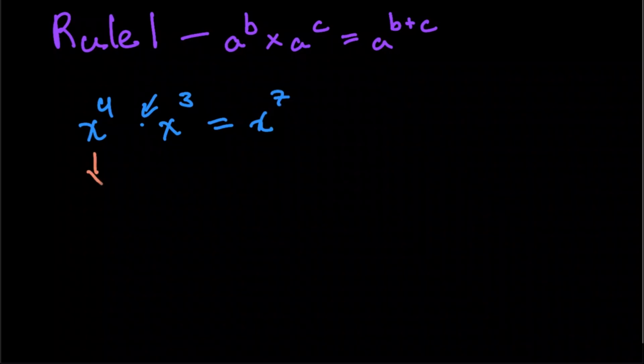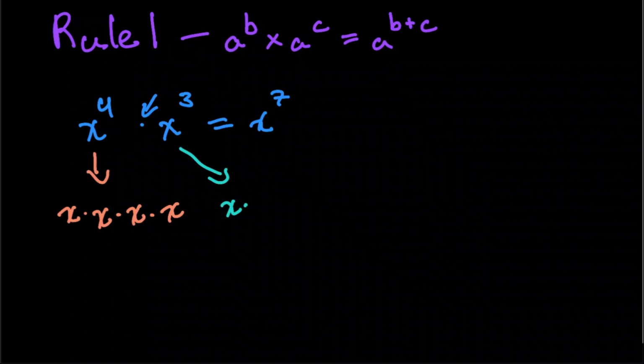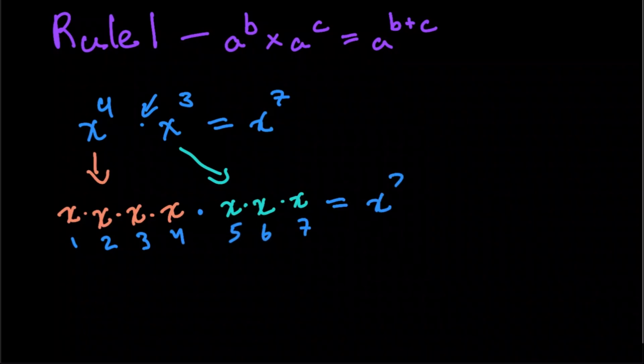So x to the 4th will give us x times x times x times x, while x to the 3 will give us x times x times x. Notice that these two are being multiplied. And remember, exponents are just repeated multiplication. So in this case, we can rewrite this as 1, 2, 3, 4, 5, 6, 7. So x to the 7th. And that's how we get our rule.